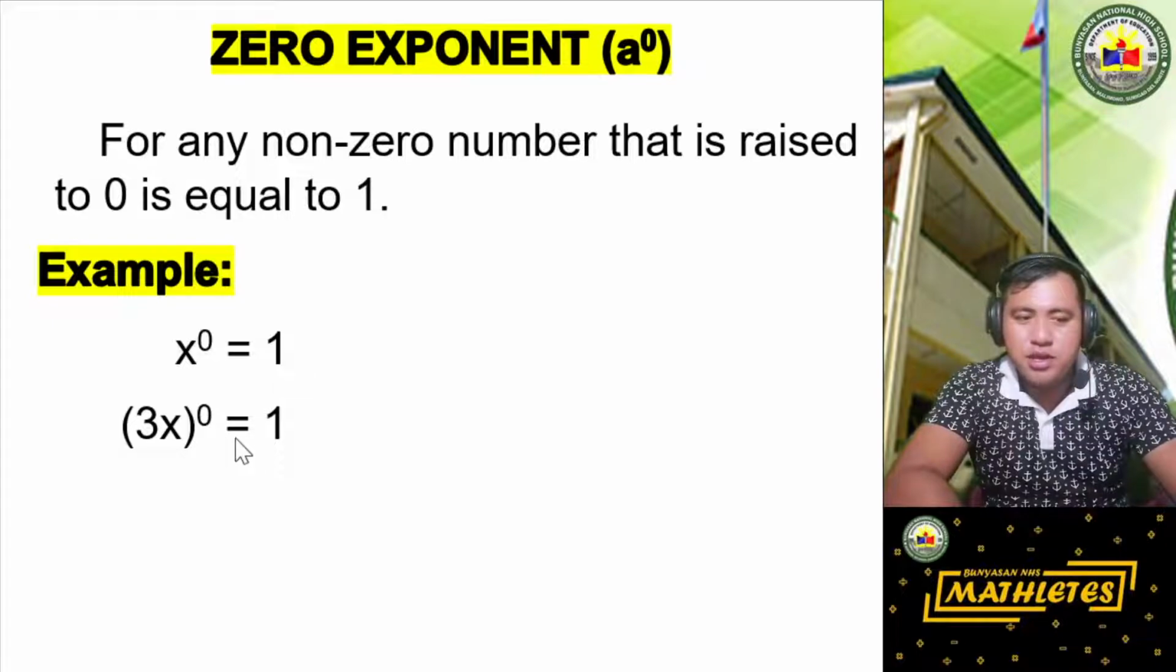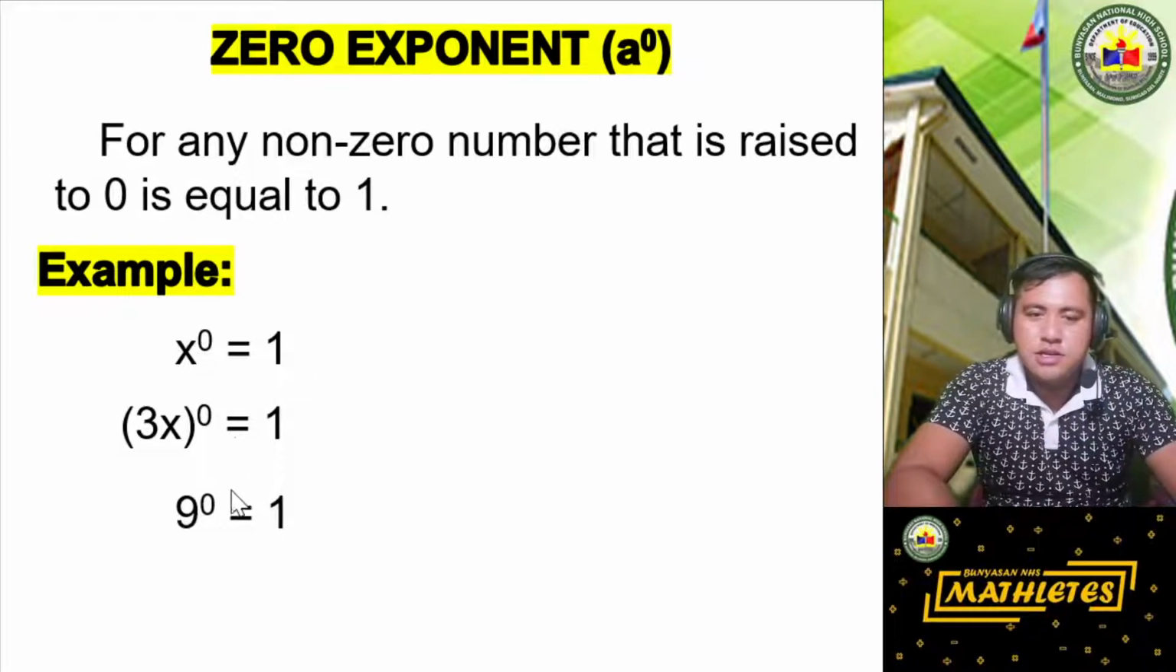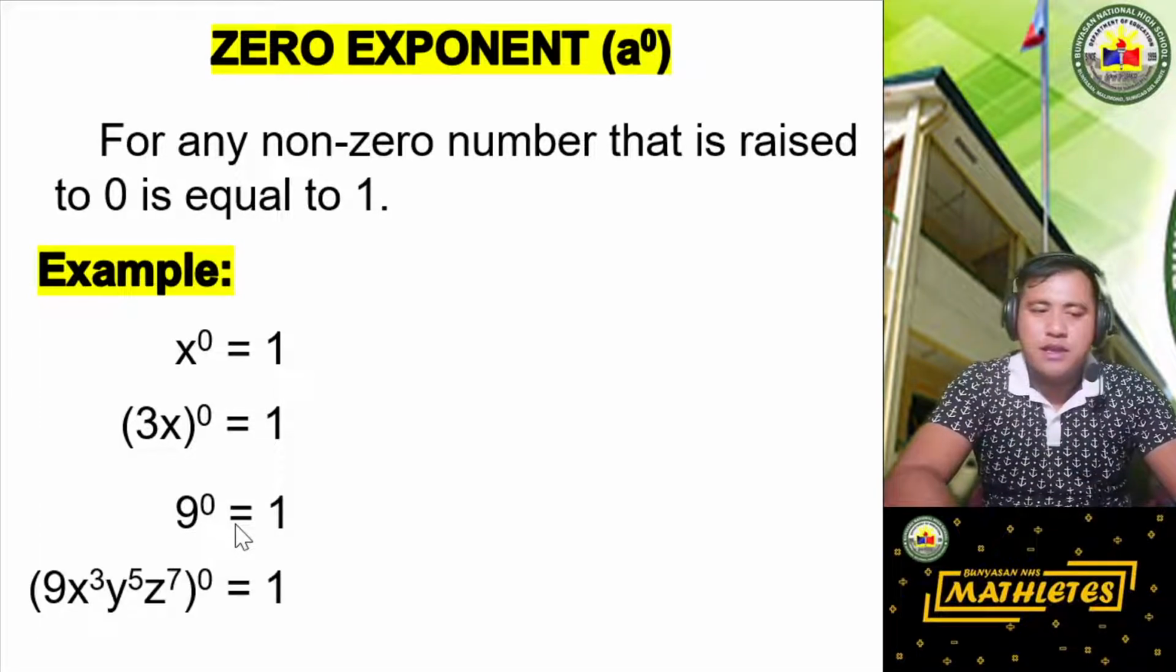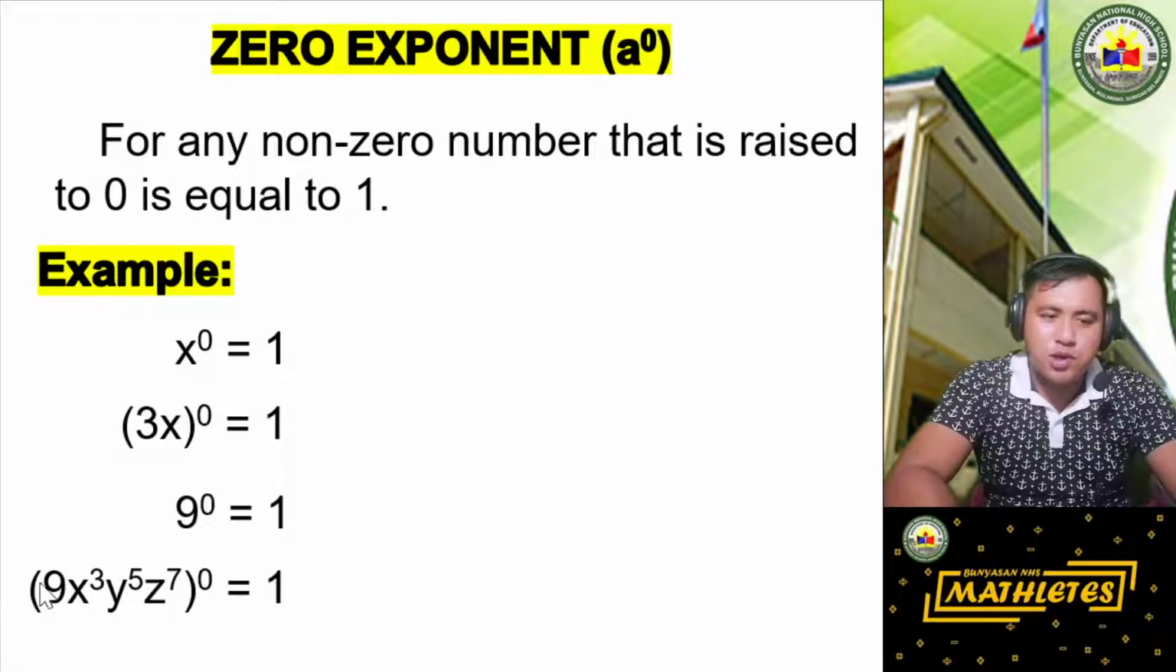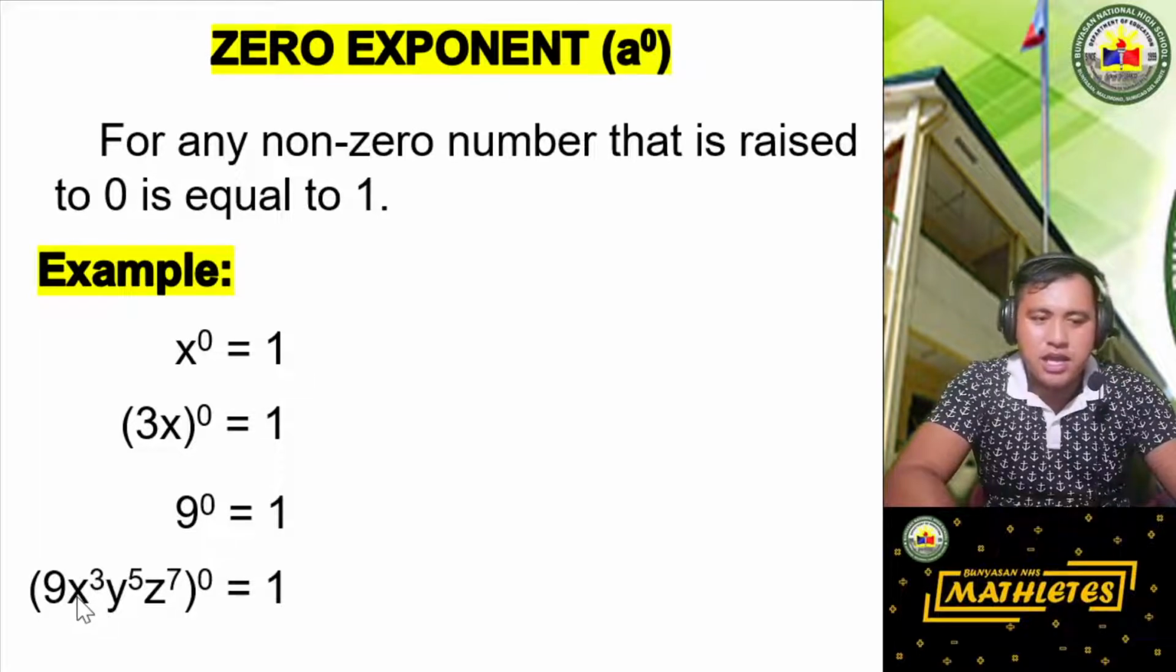So, ibig sabihin, it is equal to 1. Okay, 9 raised to 0 is equal to 1. We have this expression also, the quantity, okay, we have the parenthesis, and inside the parenthesis is the quantity 9x cubed y to the power of 5 z to the power of 7, which is raised to 0.